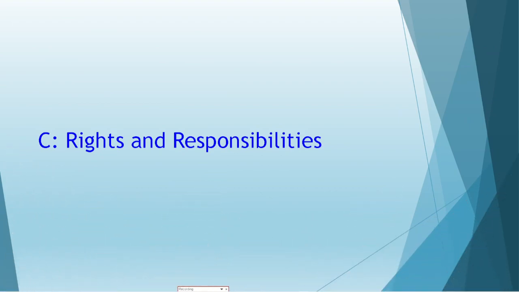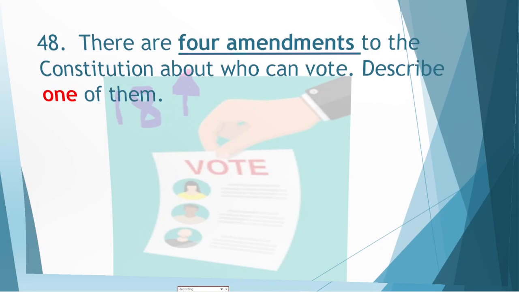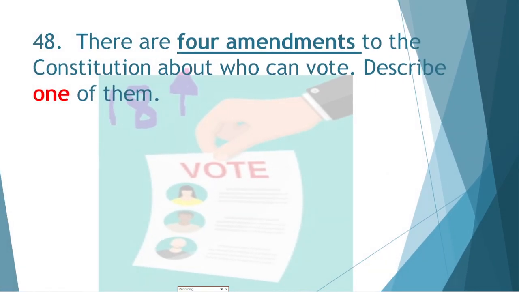Rights and responsibilities. There are four amendments to the Constitution about who can vote. Describe one of them. Vote.